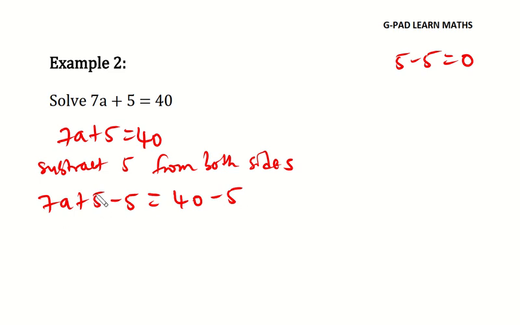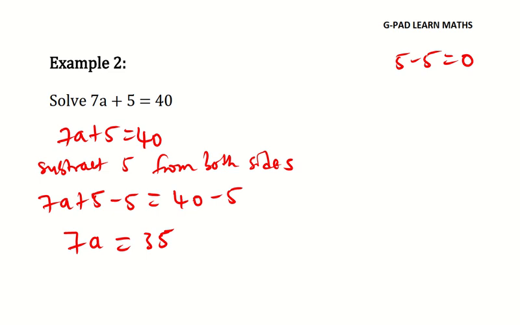Now, what's plus 5 minus 5? That's 0. So I can just write 7a alone. 5 minus 5 is gone, dead and buried. All right. So what's 40 minus 5? That's 35.